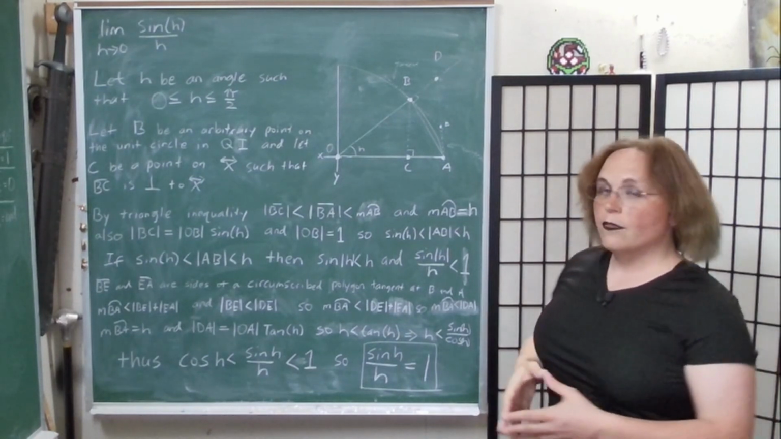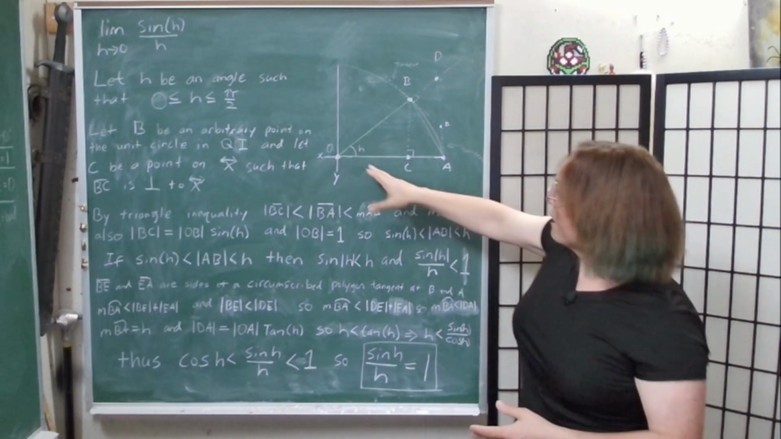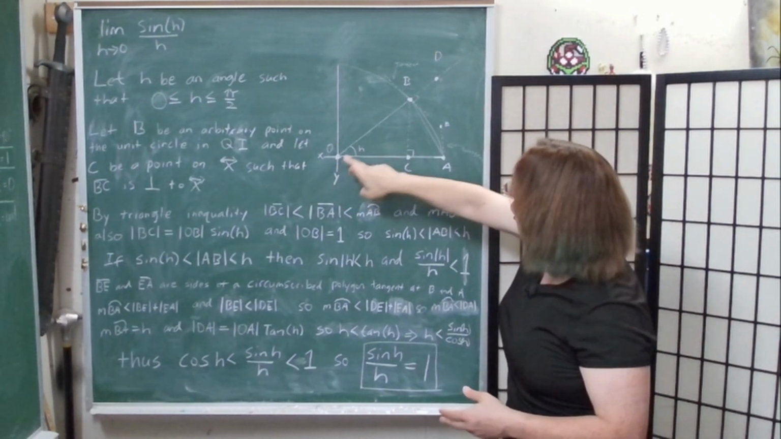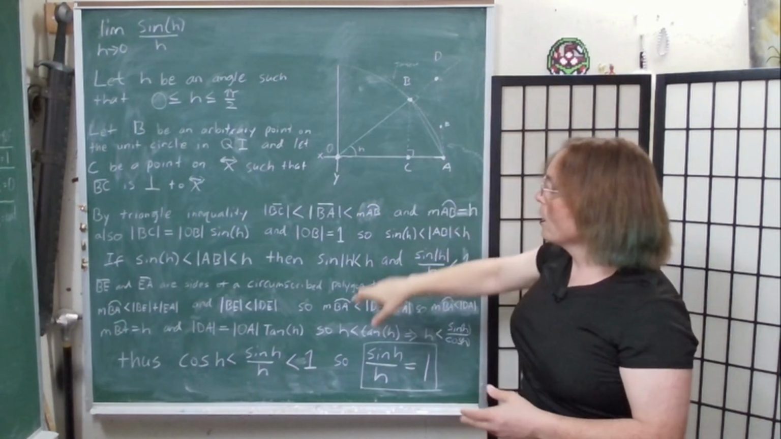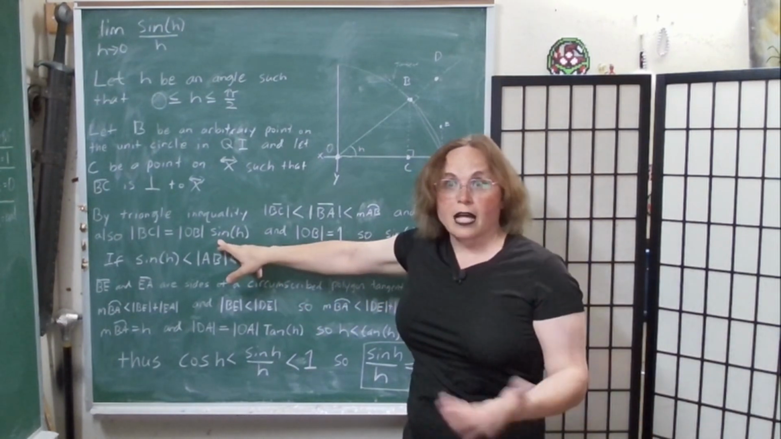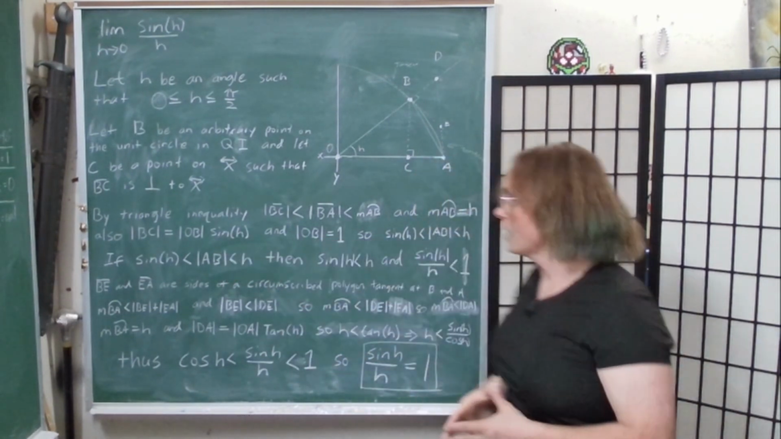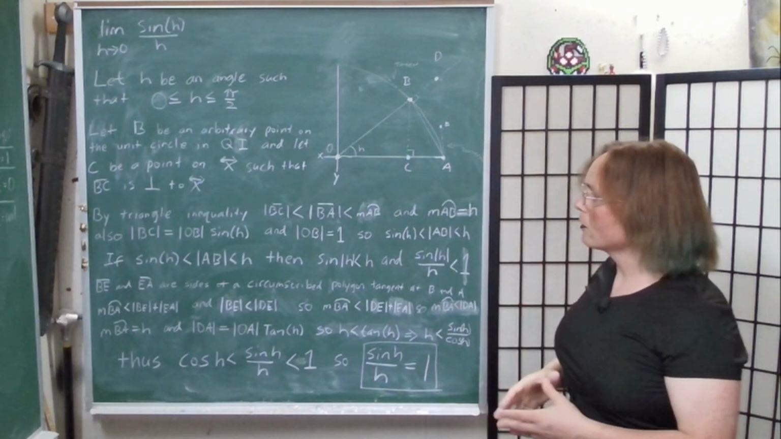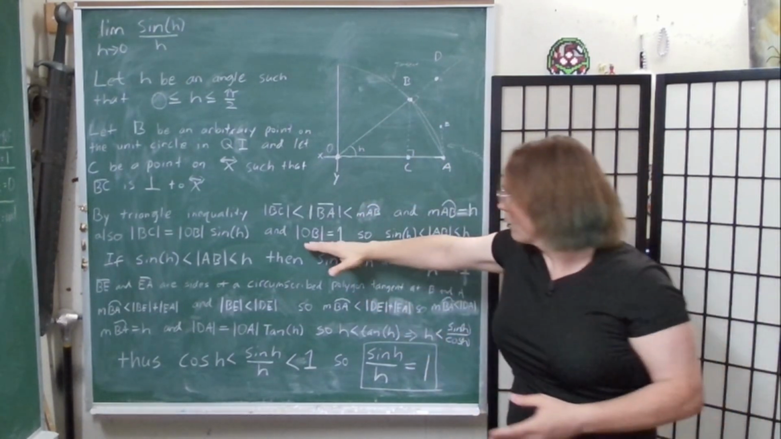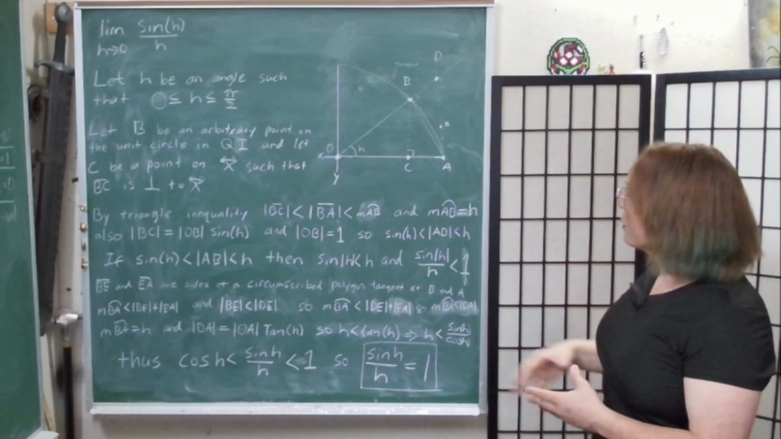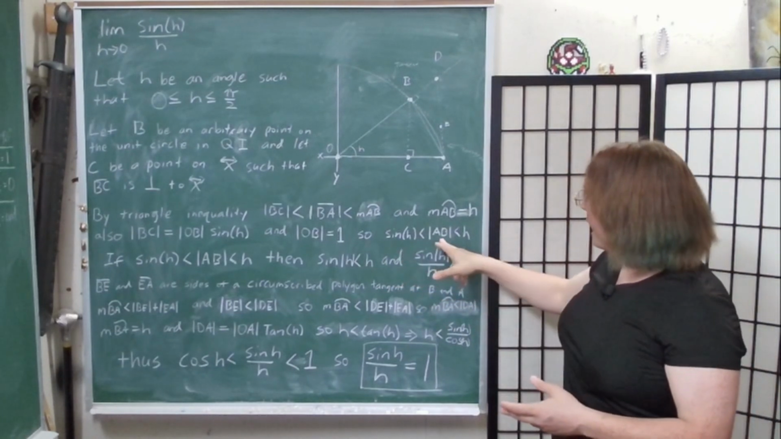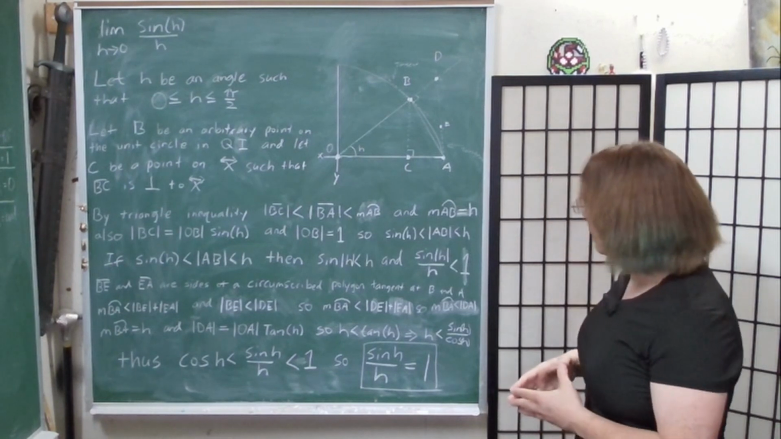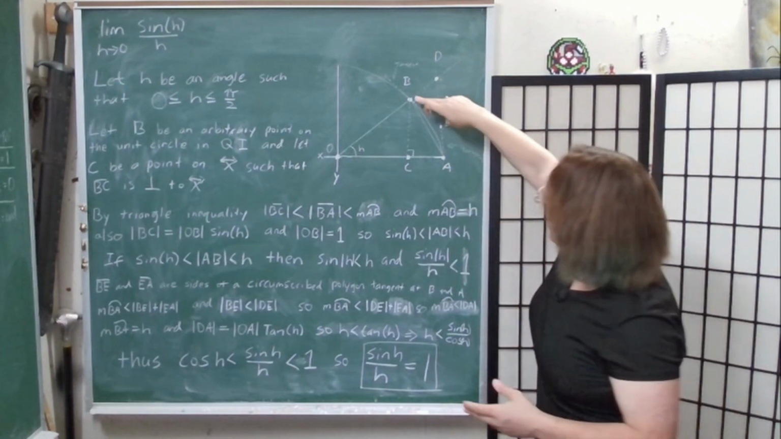Now, the other thing we know is that this angle, because it is in this triangle right here, OBC, we know that that would be sine. That's the definition of sine, right? But we know that OB, because this is the unit triangle, happens to be 1, which is what we're saying here. So this tells us that the sine of h is less than AB by here, okay, which happens to be less than h, which is this arc.